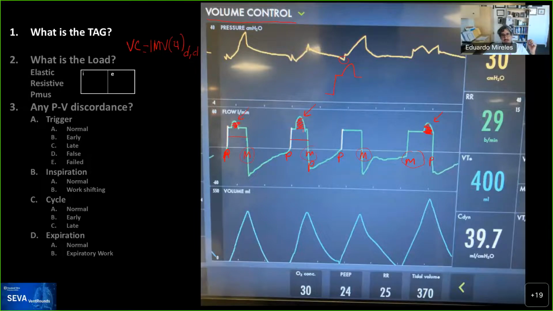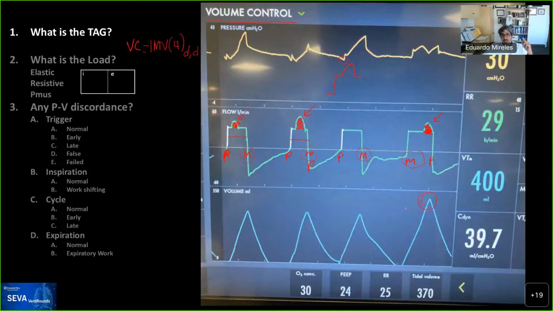But you need to recognize that dual means that it starts volume and it changes to pressure. Rob? Just to say that this behavior is called flow adaptation. It is described in the operator's manual, and this is a Servo-U ventilator. The other thing to point out is that this is an option that is selected by the operator.